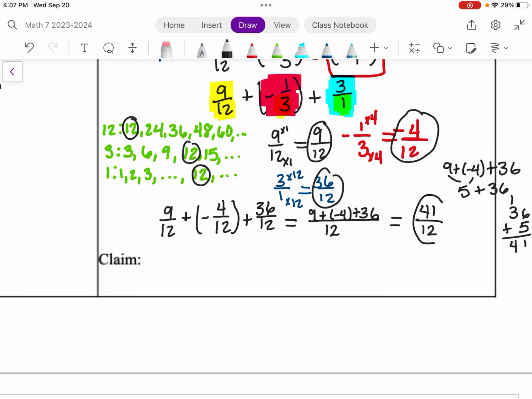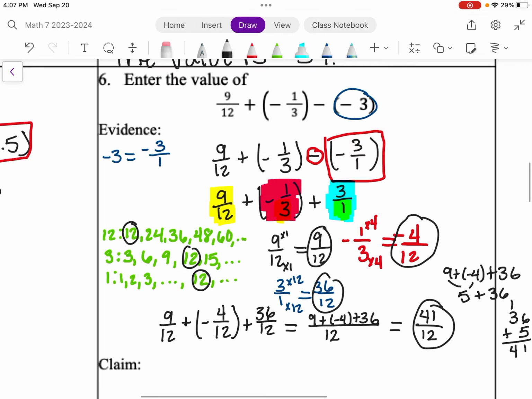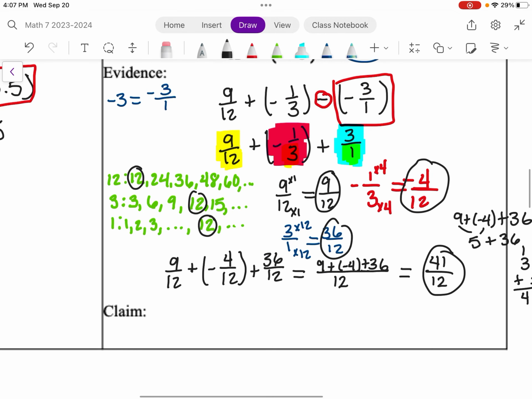Okay. My final answer here is 41/12. So again, it said enter the value. So my claim is going to say the value is 41/12.